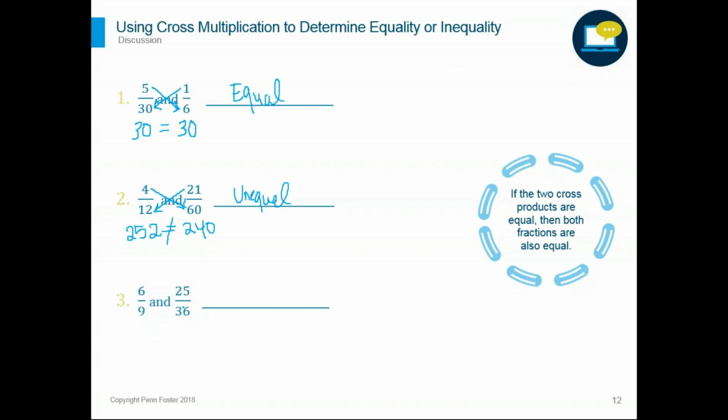Third one, two fractions, are they equal or no? Cross multiply. 6 times 36 will give you 216. 25 times 9 will give you 225. Again, the products are not equal, then the fractions themselves are not equal, unequal or not equal. That's it. Very simple. Any questions on this method?